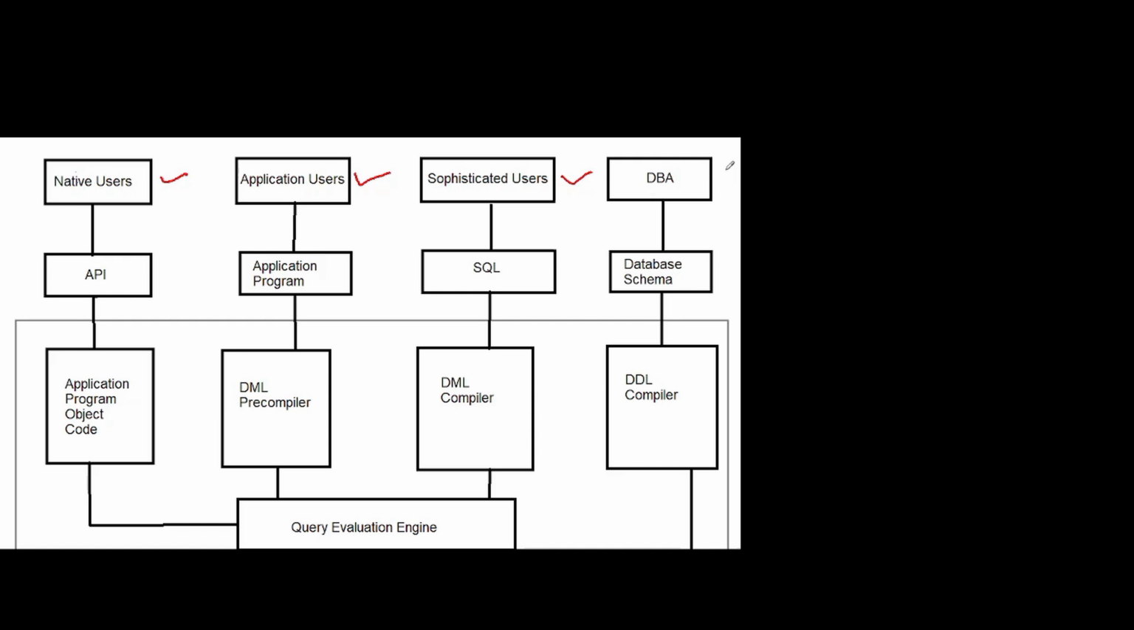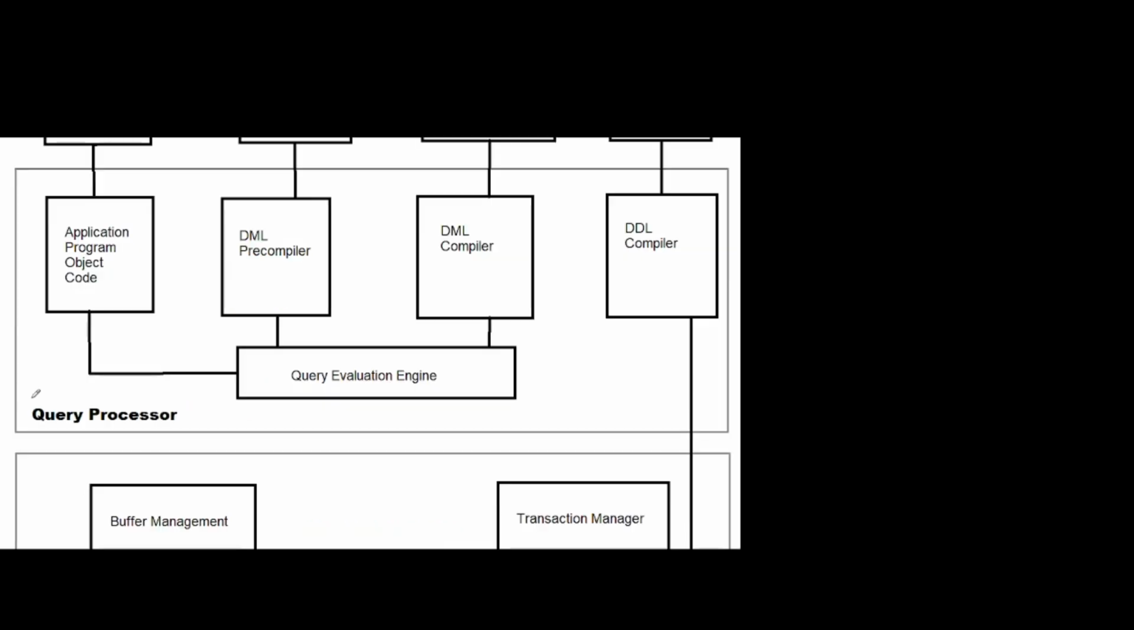Finally, we have the database administrator or DBA. The DBA designs the database schema and manages security, controls user access, and maintains the database. Now let's move to the query processor shown inside the box. Different users send different types of requests.